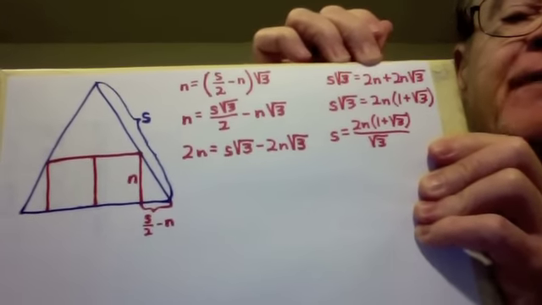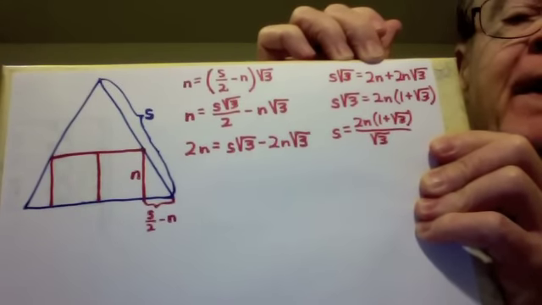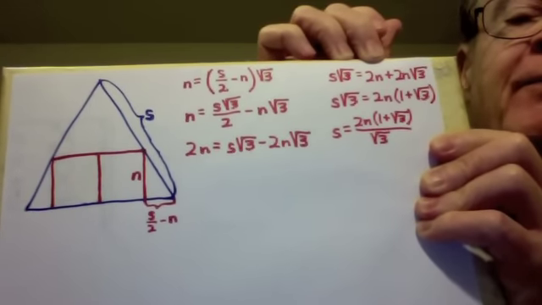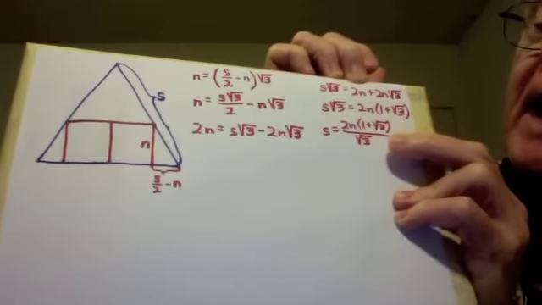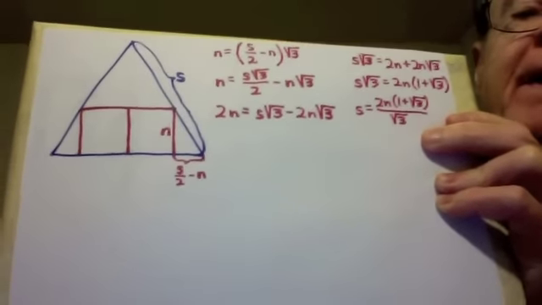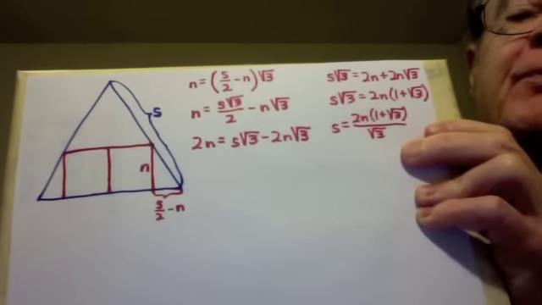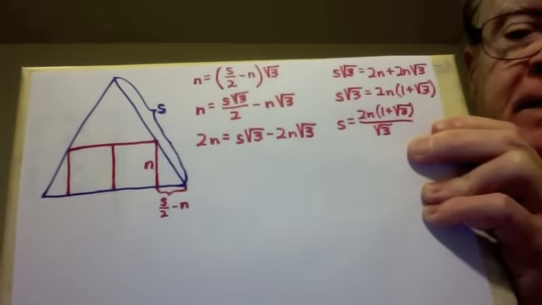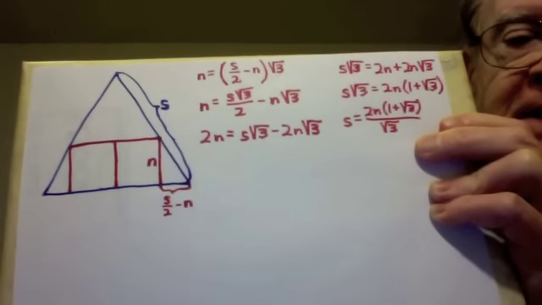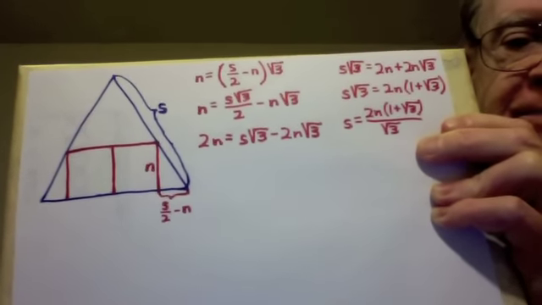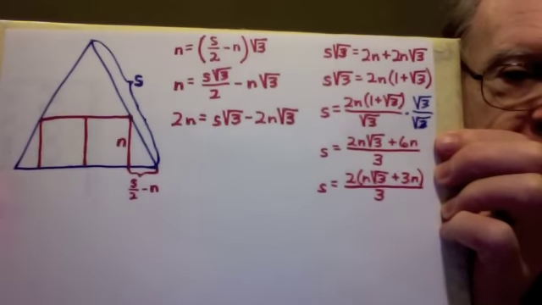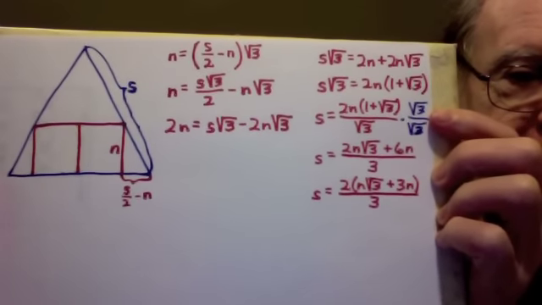On the right side, I factor out the common factor 2N, and then I divide by root 3, and I have S equals 2N times (1 plus root 3) divided by root 3, which is a good answer to the first question. But I am doing as we often do when there's a root sign in the denominator.